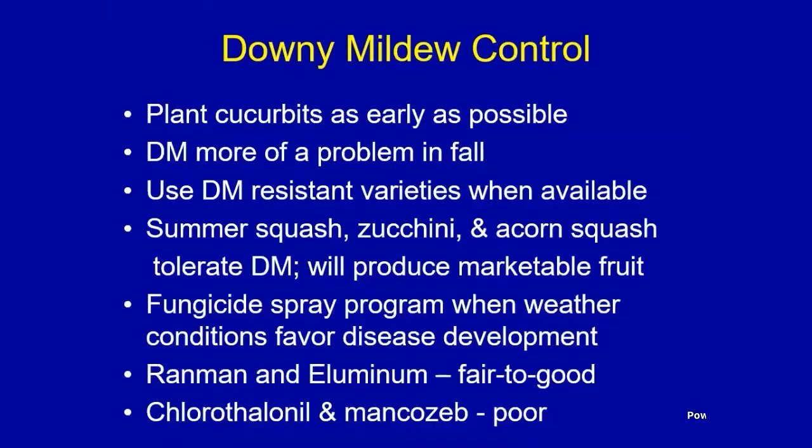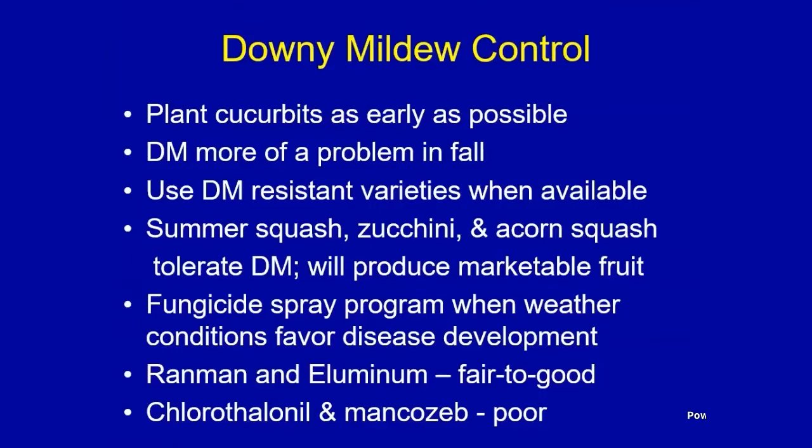So there are a lot of control methods here, but one thing you might want to try to avoid it is to plant cucurbits as early as possible. So cucumbers in the spring, pumpkins maybe a little bit early if you can. Downy mildew is more of a problem in the fall because oftentimes we have cooler temperatures, and we have susceptible crops like winter gourds and pumpkins being planted at that time. So commercial growers, you've got to be more reliant possibly on a fungicide spray program.